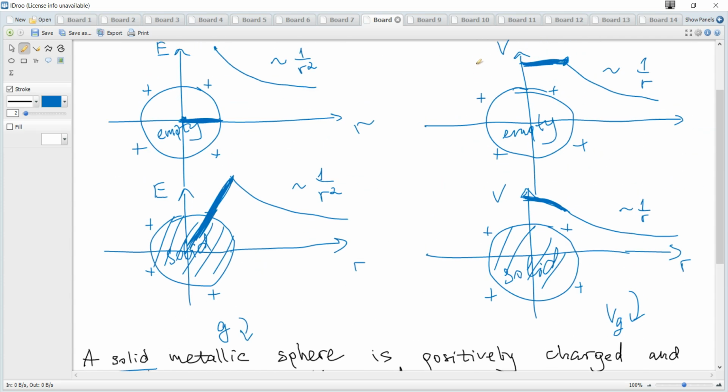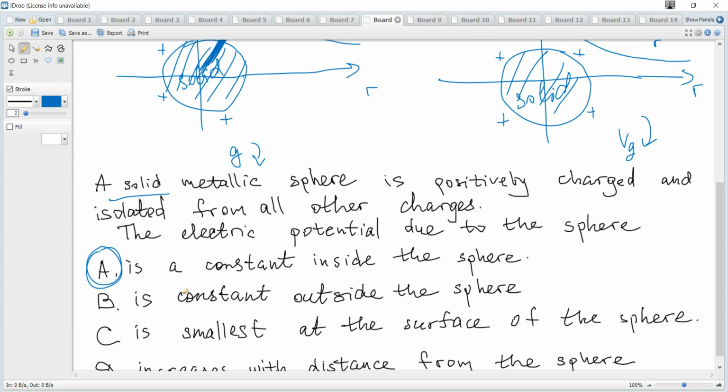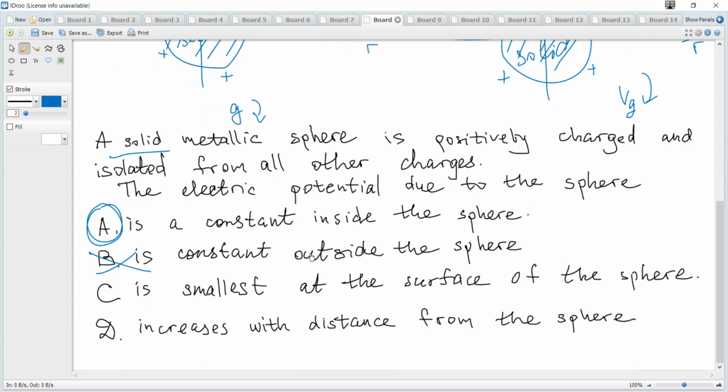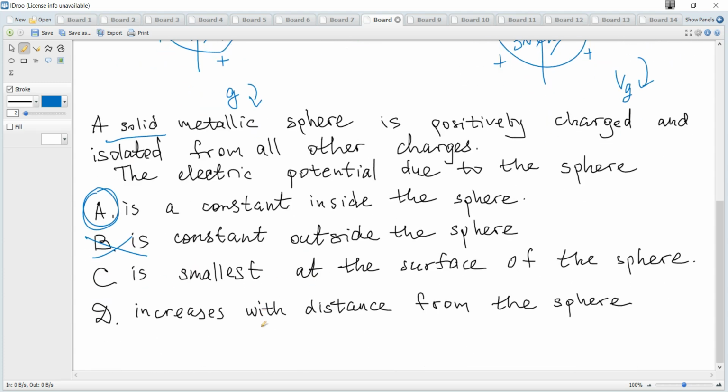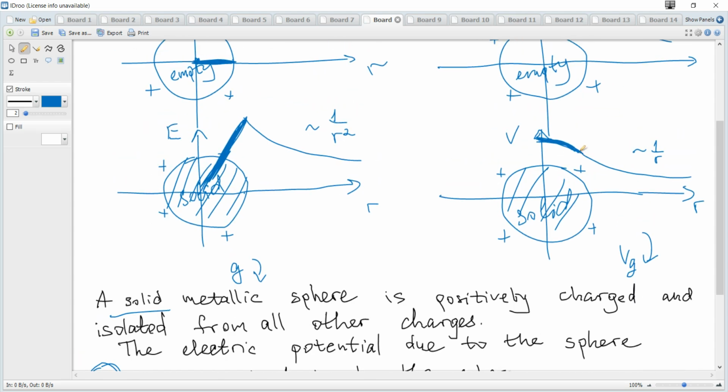It means this. Now the other options. Is electric potential constant outside the sphere? It's definitely not correct. Is it smallest at the surface of the sphere? You can see that if we consider a sphere not empty inside, this point at the surface of the sphere has an intermediate value.